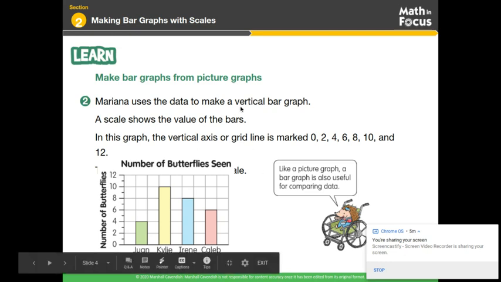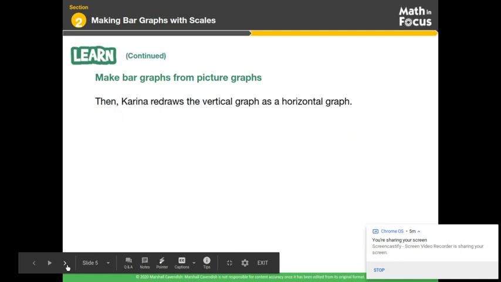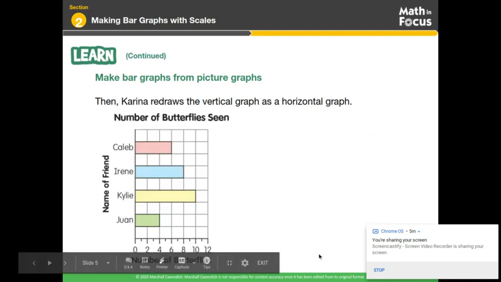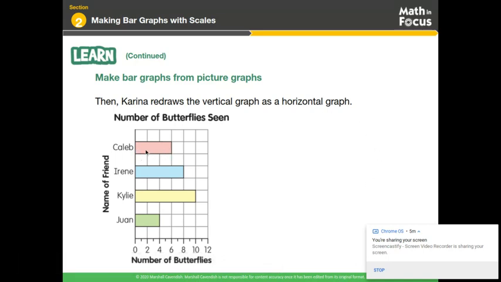Now, I want to talk to you about this word vertical because bar graphs can be vertical or horizontal. Vertical lines, boys and girls, are these lines here that go up and down. So a bar graph that's vertical has bars that go up and down from the bottom to the top. This is a horizontal bar graph. It's the same data, but the bars are side to side. These are horizontal lines, or horizontal bars.